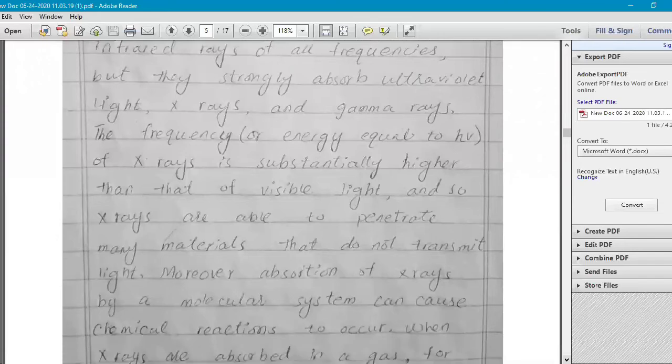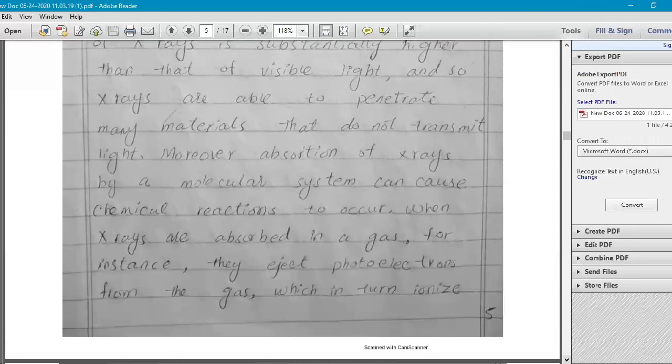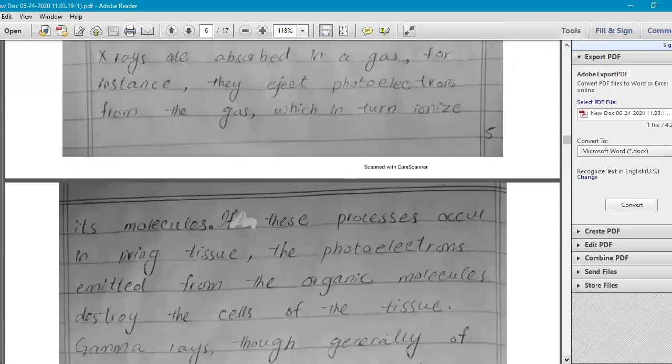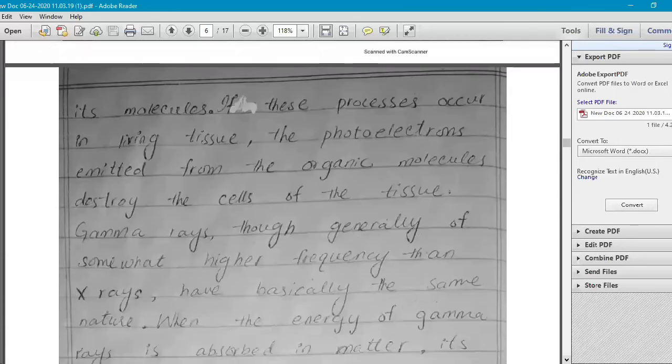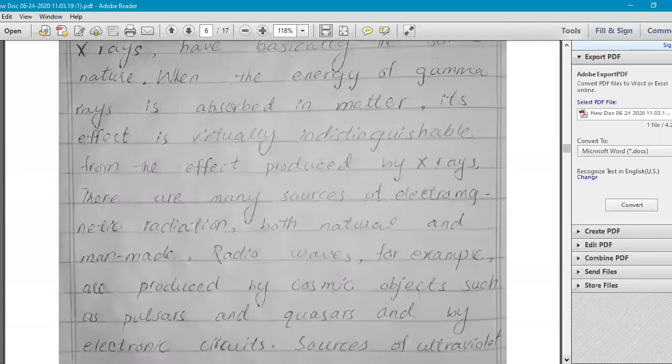The frequency of X-rays is substantially higher. Here we talk about the frequency of X-rays. Since the frequency is higher, X-rays are able to penetrate many materials that do not transmit light. If these processes occur in living tissues, the photoelectrons destroy the cells of the tissues. Gamma rays, generally of somewhat higher frequencies than X-rays, are basically of the same nature, when the energy of gamma rays is absorbed.